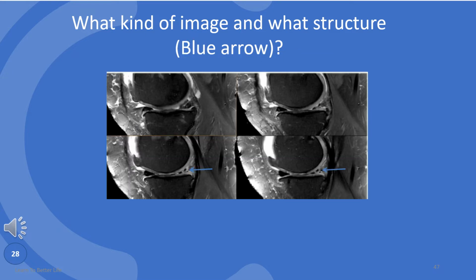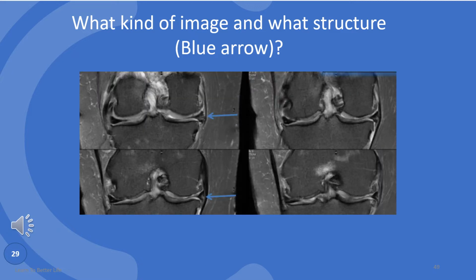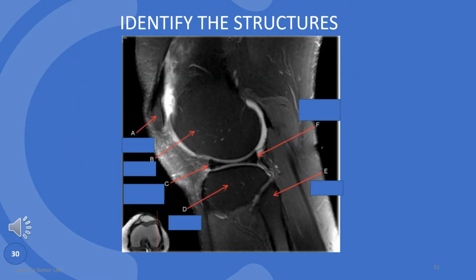Can you identify this one? This is the proton density sagittal, a tear of the posterior horn medial meniscus, in the blue arrows. Compare this to the previous image. Can you tell the difference? It is also a proton density coronal, but with fat suppression indicating the tear of the posterior horn medial meniscus in blue arrows.